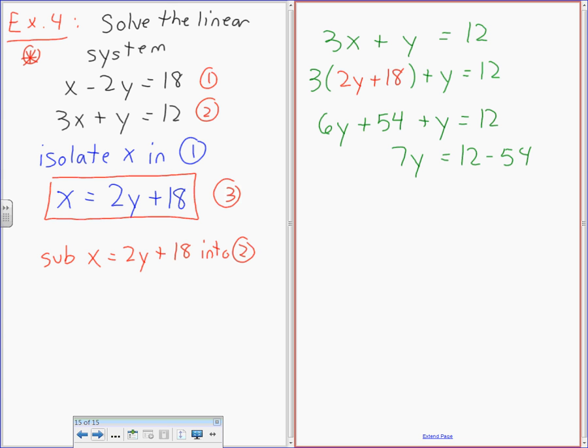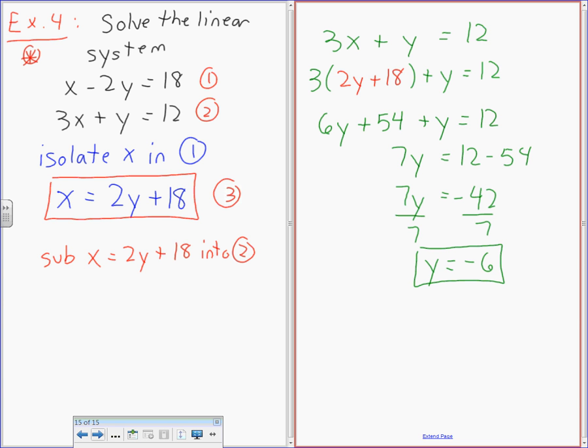Okay. All right, Alyssa, it's your time to shine. What's 12 minus 54, please? I think that's negative 42. All right, Noah, next step to solve for y is what? Sounds good. What's negative 42 divided by 7? Negative 6.